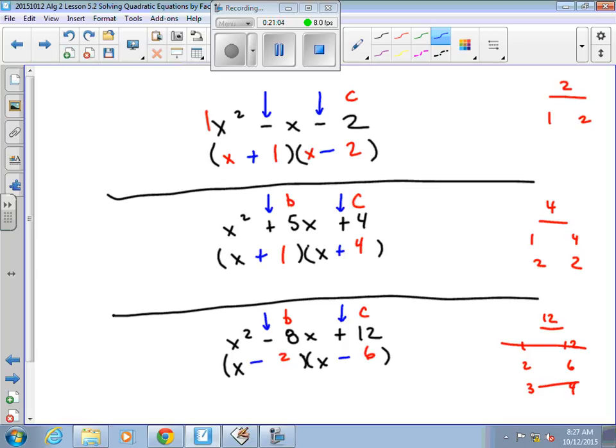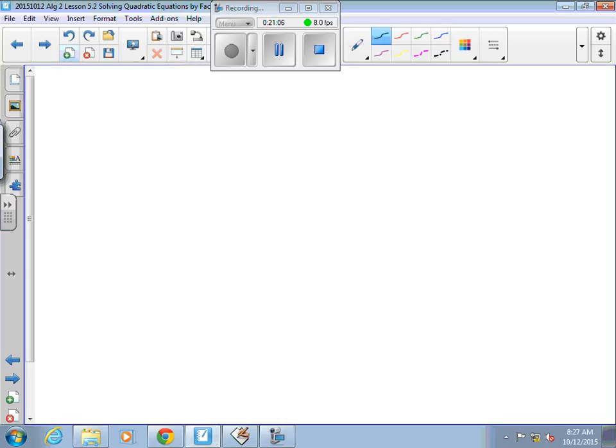Okay, let's try another one. Again, I know you're taking up a lot of space, but this will help you tremendously. B squared plus 6b minus 27. Let's take about 30 seconds on that one.